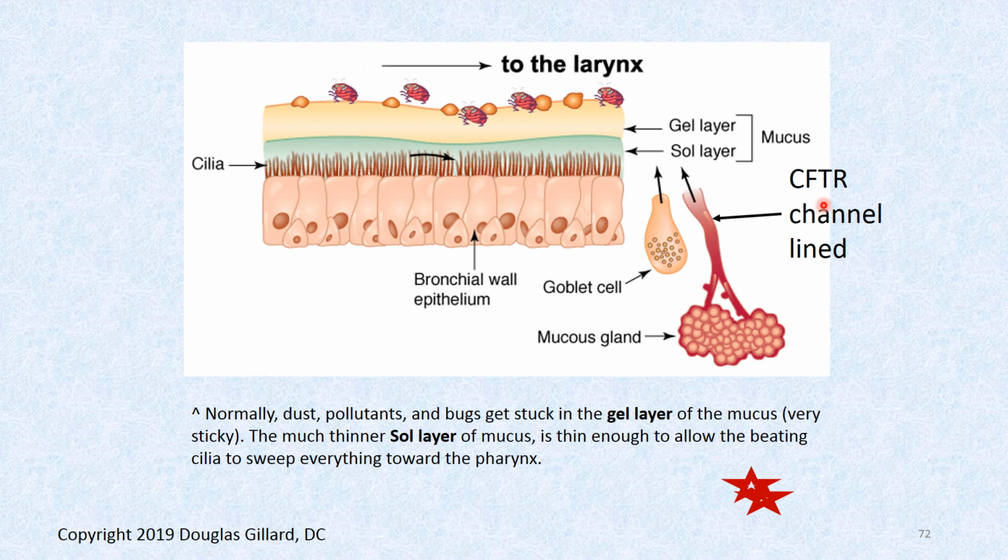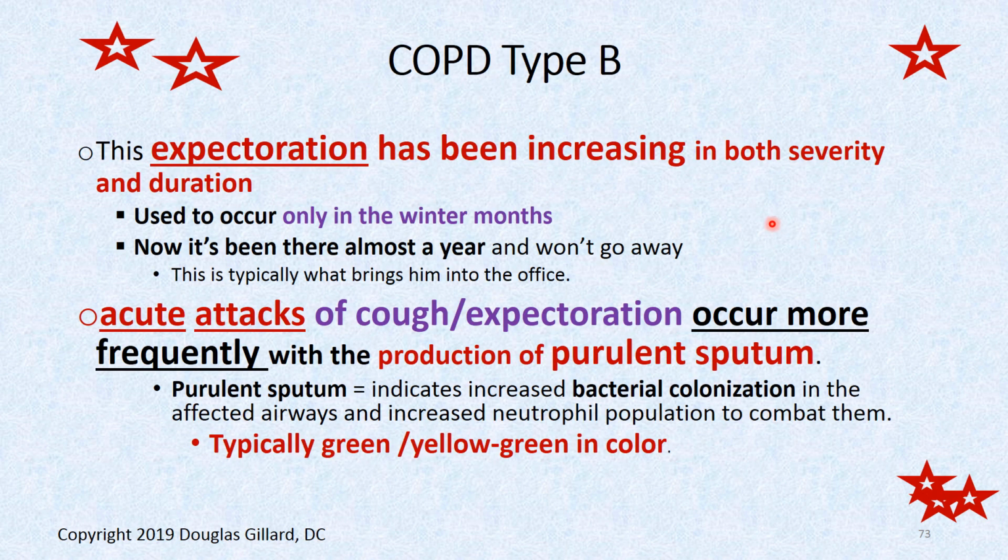So it's only cystic fibrosis that has mutated CFTR channels. Okay, so we already said this. The expectoration, the spit up, has been getting worse. It used to be only during the winter times, but now it's all year round. And they have attacks in the morning where they are fighting and coughing so hard they might rupture the blood vessels in their eyes. And it's green and yellow and full of bacteria because the bacteria are breeding like crazy in there.